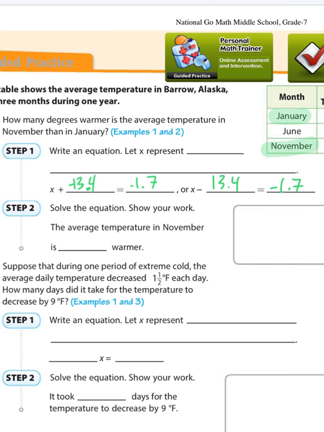All right, now we solve the equation, show our work. So to get x by itself, we need to add 13.4 to both sides. And again, when I have a smaller negative plus a bigger positive, I actually find it easier to do a subtraction problem. So I'm going to do 13.4 minus 1.7. And I get 11.7. The average temperature in November is 11.7 degrees warmer.